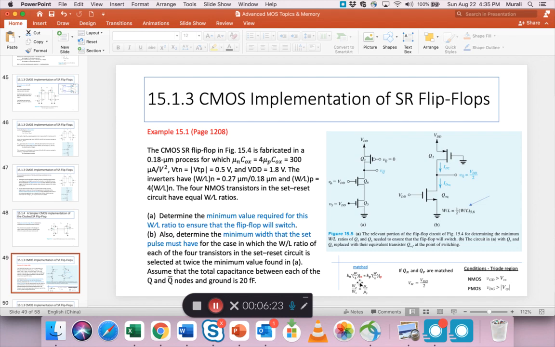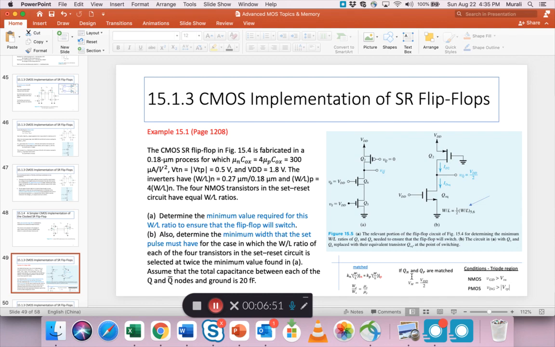And the big deal about having matched inverters is that the switching point, that means the point at which the transition happens. So if you have a low input to the inverter, then you expect that the output will go high, right? So previously, if the inverter output was low and you apply a low input to the input side, then the inverter will switch.